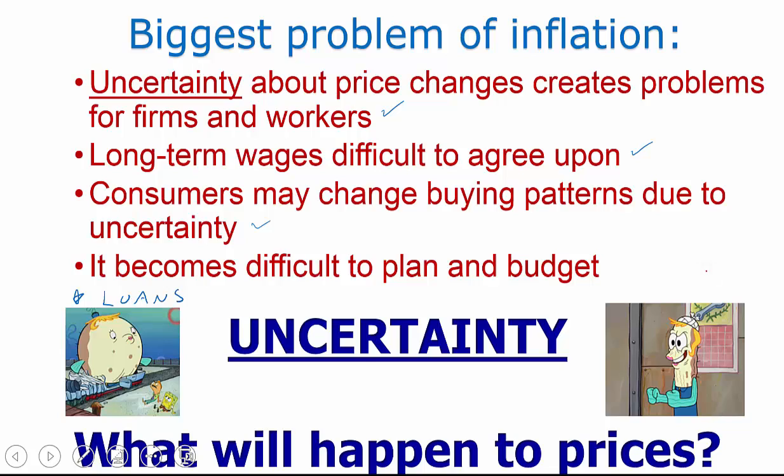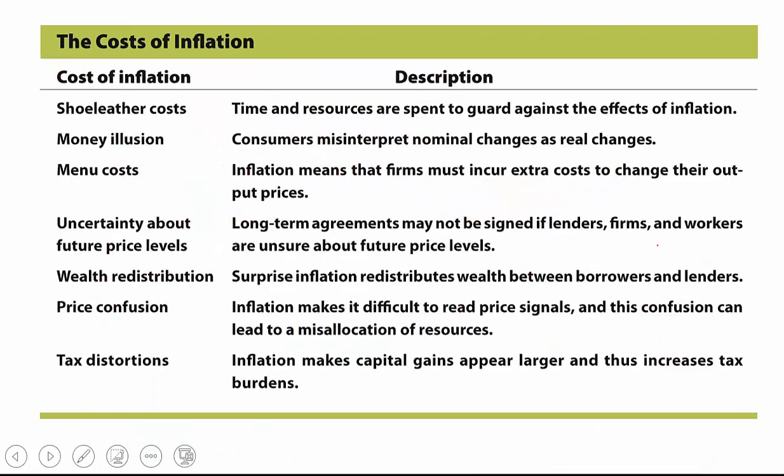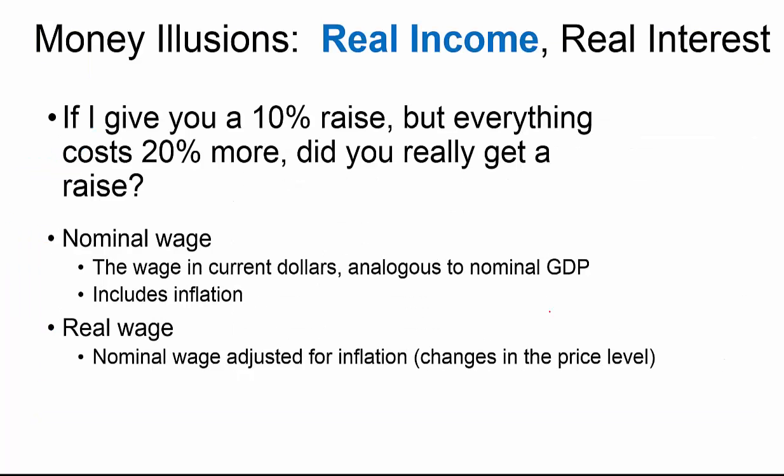Okay? Next, here are the actual costs of inflation. Okay? You can look at these on your own. I think there's some in there that are more important than others. Money illusion, very important. The uncertainty, that's very important. Price confusion kind of relates back to money confusion, or money illusion rather. And then tax distortions, that could be important as well. So there's all kinds of issues in dealing with inflation. These are all of them. But I wanted to highlight a couple that I think are more important.